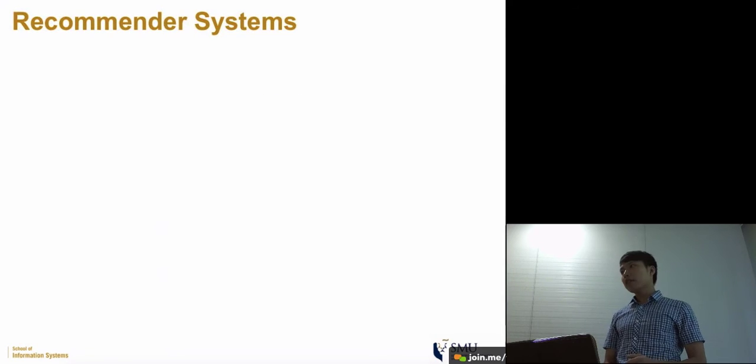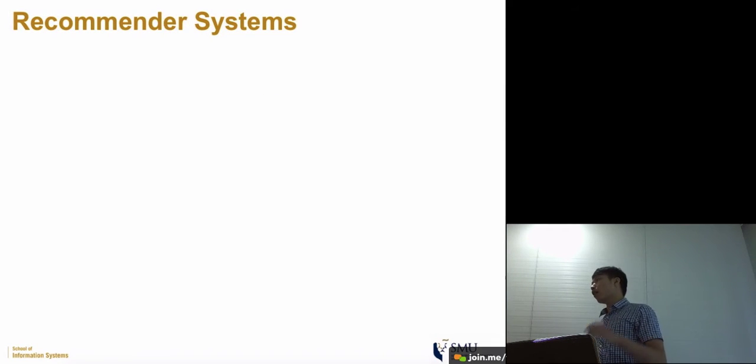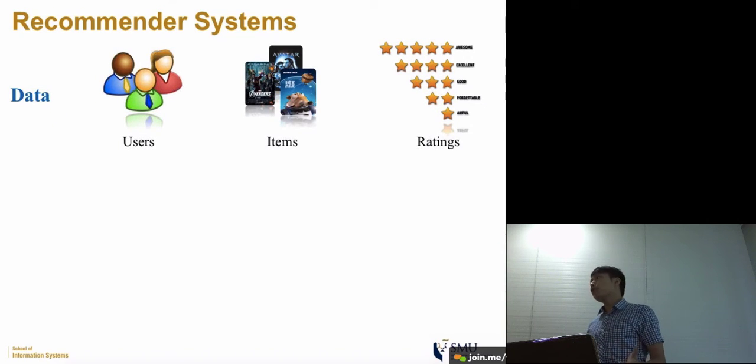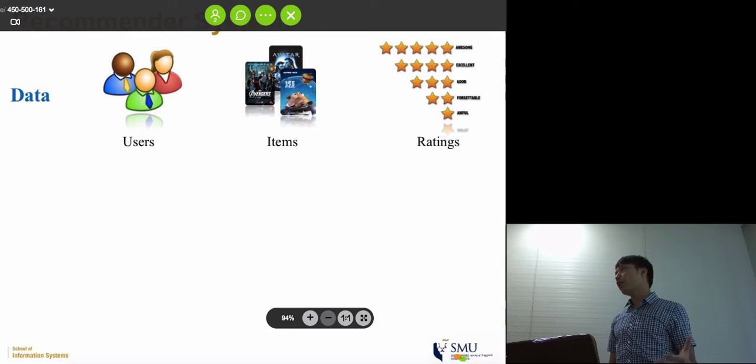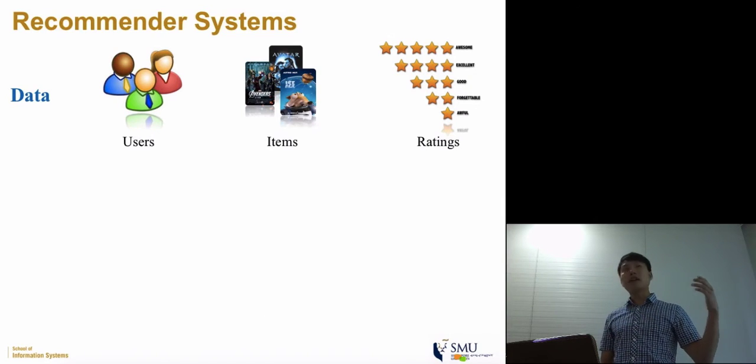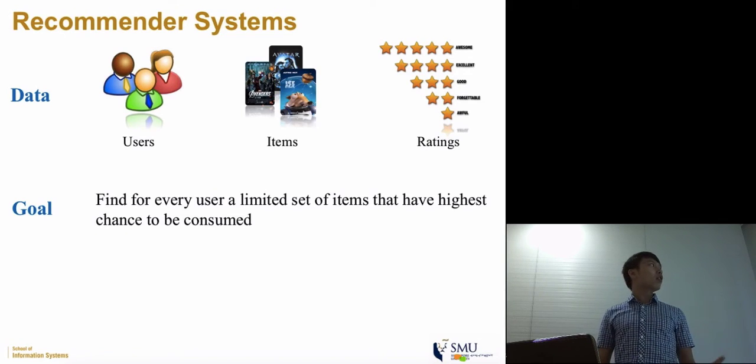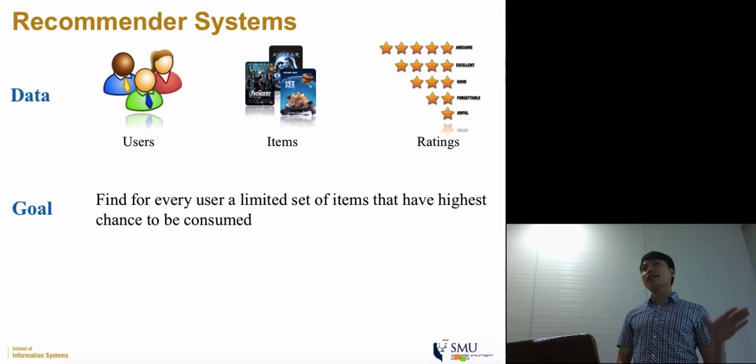So let's first talk a little bit about recommender systems. Some of you may know that when we talk about recommender systems, the data we have is usually users, items, and user feedback, maybe in terms of ratings. And the typical goal of any recommender system is to find a limited set of items which have the highest chance to be consumed.